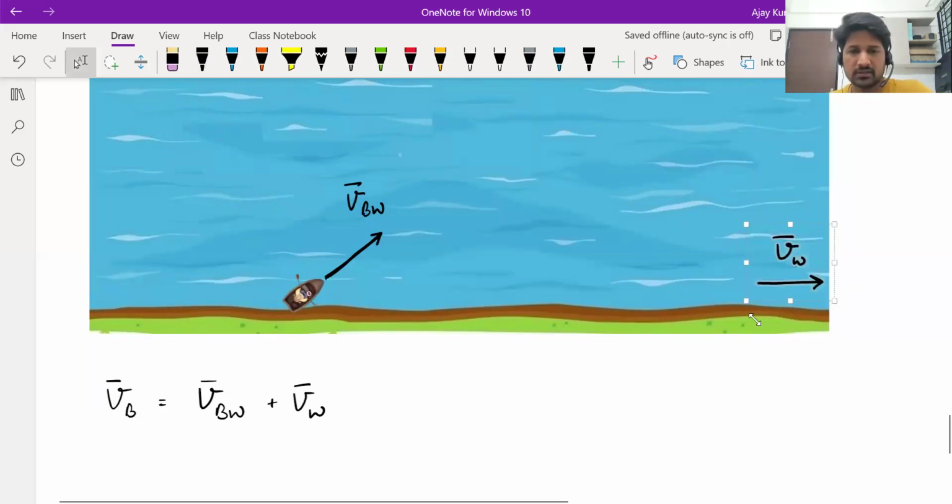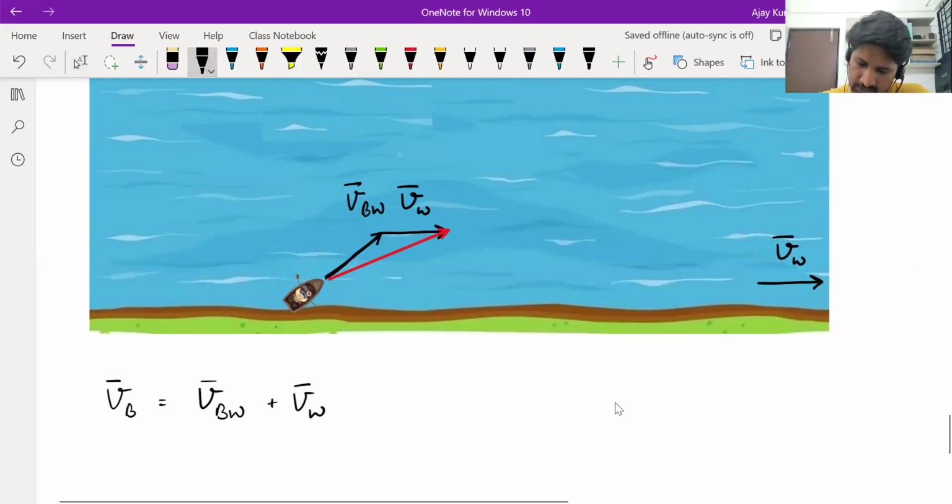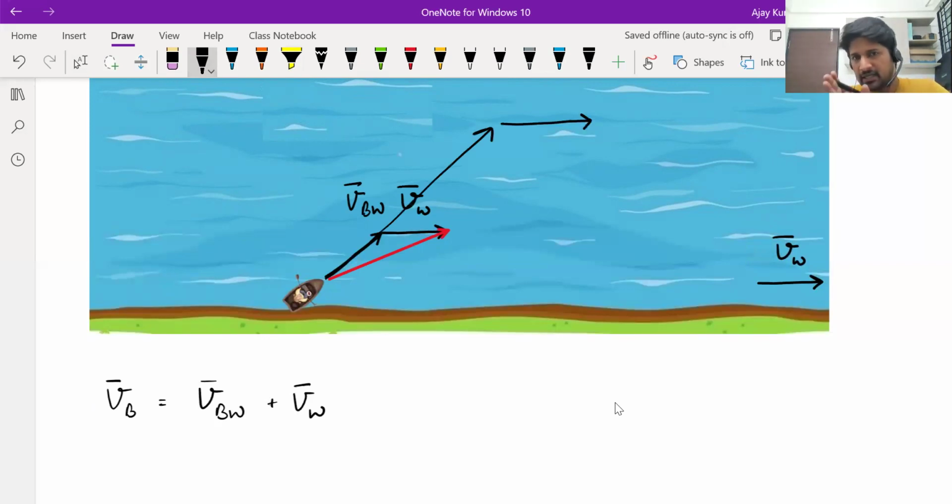I'll copy paste this. So adding VBW and VW, this is the effective velocity with which the boat moves, or you can say the direction and speed with which the boat moves. It goes like this. It's trying to go at this angle, but the water will give it some extra velocity in this direction. Effectively, the boat ends up going like this.